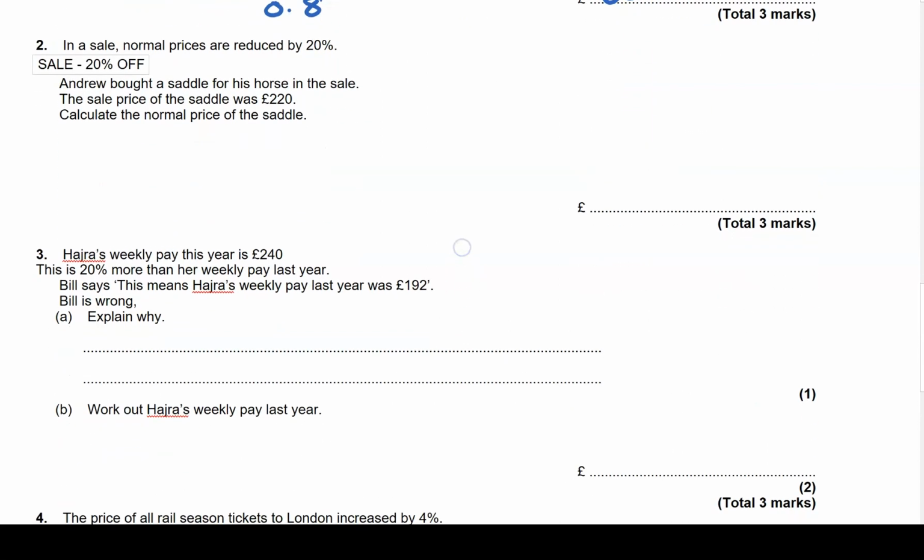Number 2, 20% off, so it's that 0.8 again. The sale price, so price times 0.8 is 220, so the price was 220 over 0.8 is £275.